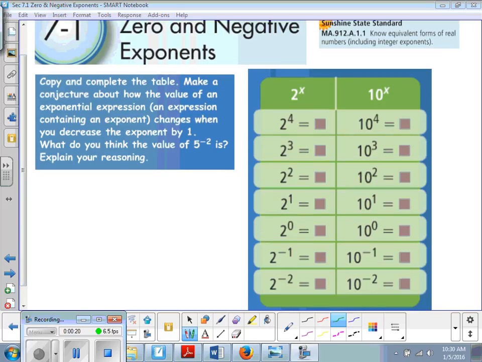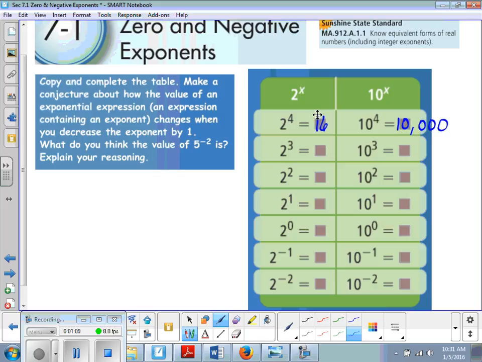So when we have a number raised to an exponent, you guys know how to do that, right? For example, 2 to the 4th, 10 to the 4th. You know that 2 to the 4th is 2 times 2 times 2 times 2, so that would be 16, right? And then on the other side, we have 10 times 10 times 10 times 10. That's 10 with 4 zeros, that's 10,000, right?